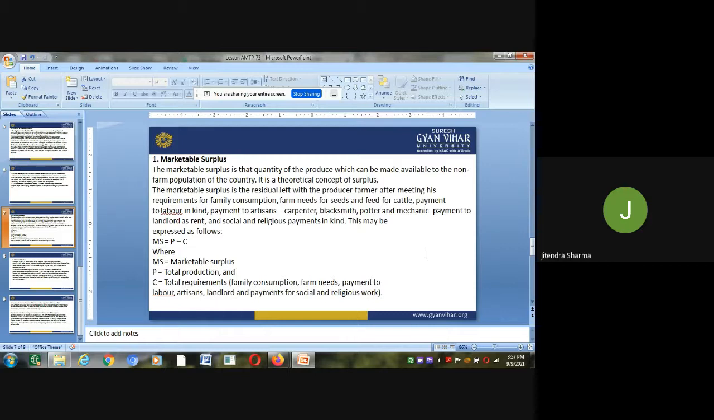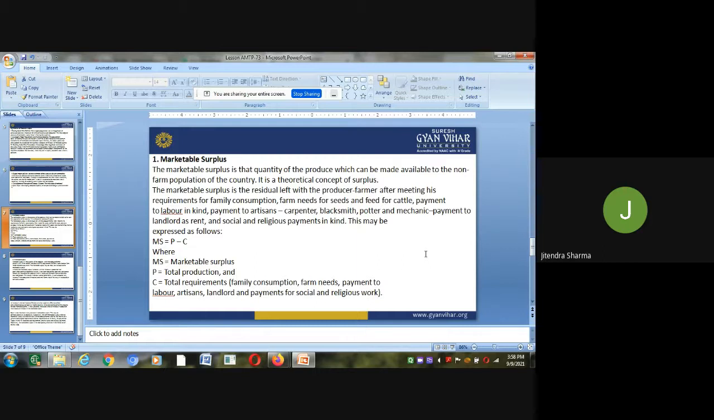It means that when the farmer addresses all domestic needs, for example, he keeps goods for seed purposes, he keeps goods for payments that he makes in the form of kind, and sometimes he also addresses family needs and security. After that, whatever remains and he wants to make available for the other population to be consumed is known as the marketable surplus.